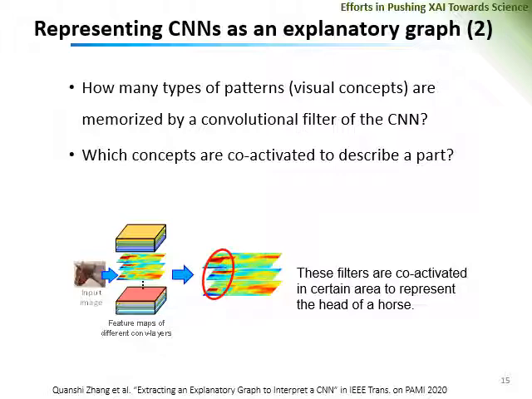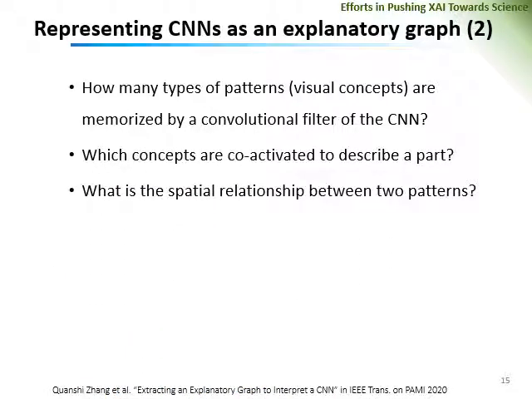The second problem is how to model the relationship between different concepts. For example, there are 3 channels over a single layer, and these are the 3 channels of the feature map. They have different activation peaks, but on the left, the 3 activation peaks co-activate with each other, and they represent the head part of the horse. Third, what's the spatial relationship between the co-activated patterns?